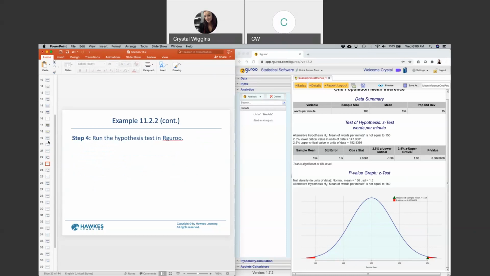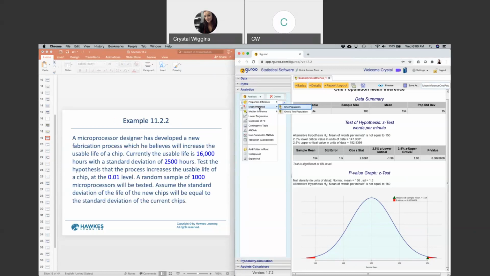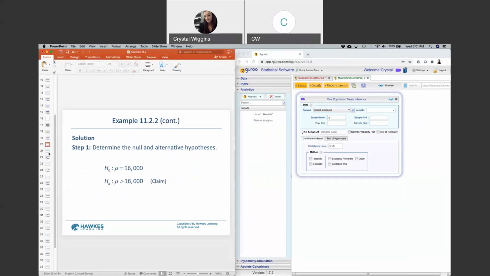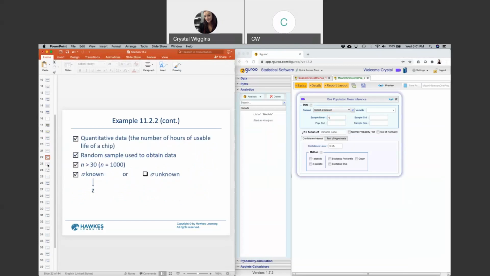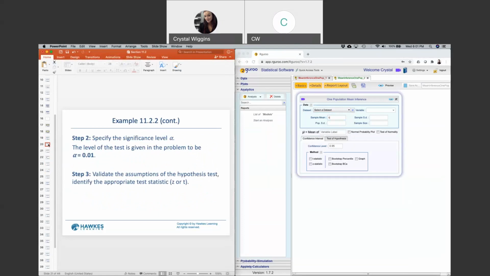And again, I'm going to come back to the original problem so we have the data in front of us. So I'm going to analytics, analysis, mean inference, one population. Again, I don't have a data set, but I know my sample mean. It didn't tell me my sample mean. Interesting. So it must be somewhere in the problem. I didn't catch that when I was writing this. Interesting. We're missing the sample mean.